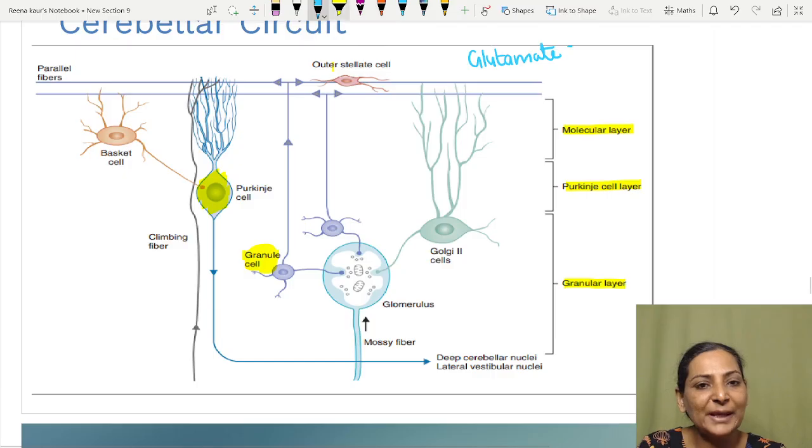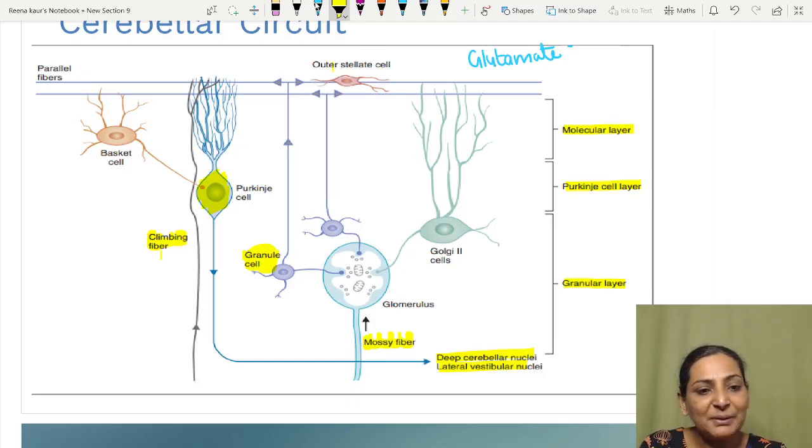Now we can see that there are two types of fibers coming in. These are the climbing fibers and the mossy fibers, which are nothing but the inputs coming to the cerebellum. Both of these give their direct inputs to the deep cerebellar nuclei. What are the deep cerebellar nuclei? Just recollect them: globose, emboliform, fastigial, dentate. Those which are present in the white matter are the deep cerebellar nuclei, which receive direct inputs from the climbing fibers and the mossy fibers.